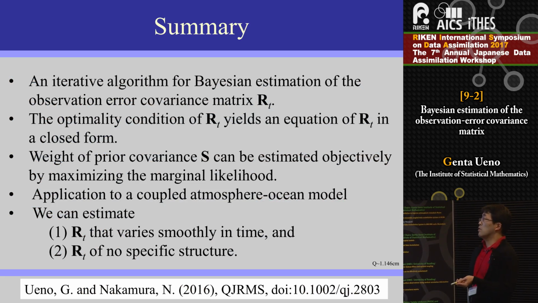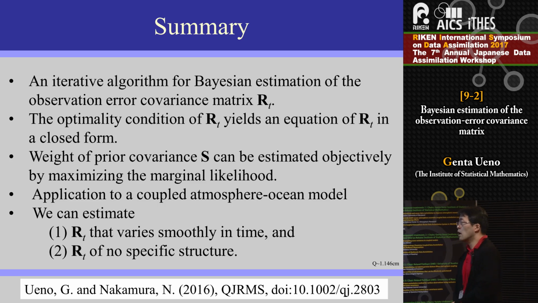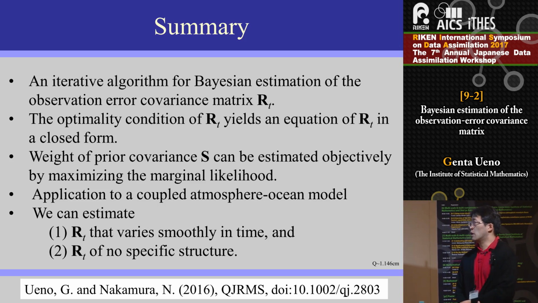Here I show the algorithm for Bayesian estimation of the observation error covariance matrix. It is based on the optimality condition of R, and I found the closed form of R. And using the closed form, I constructed an algorithm. The prior distribution also has an additional parameter, but that parameter is also objectively estimated by maximizing the likelihood. And I showed the application to the coupled model.